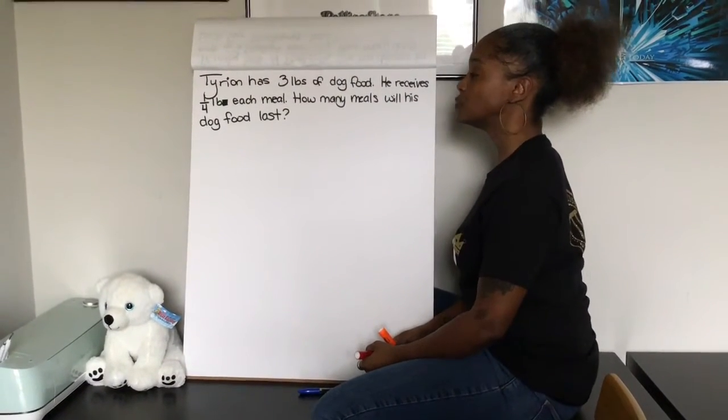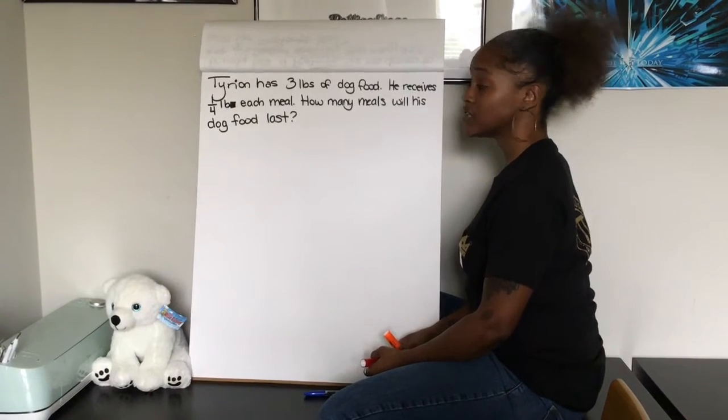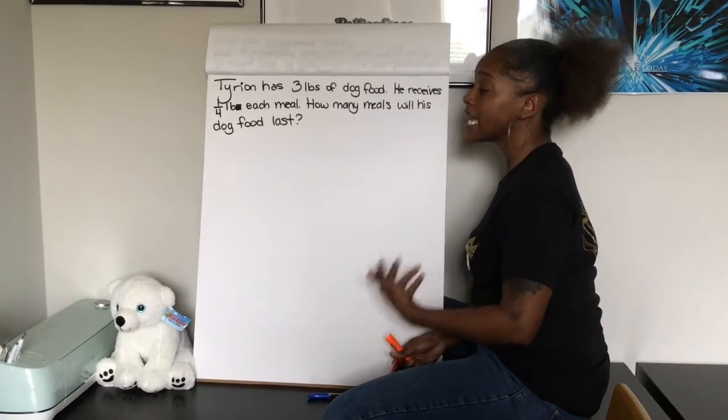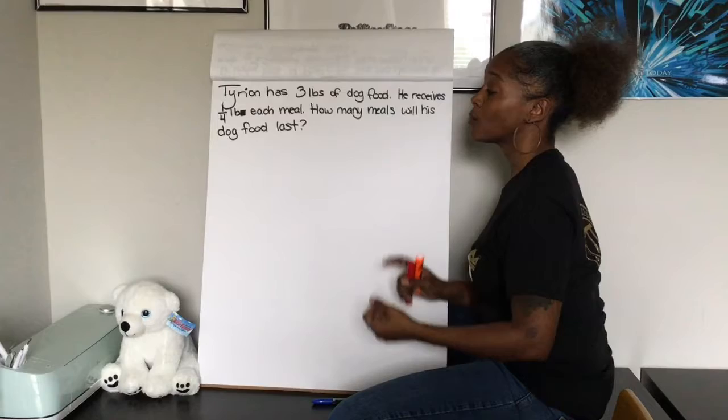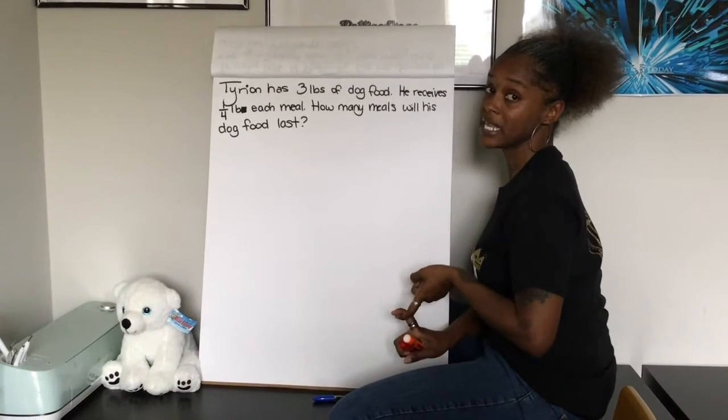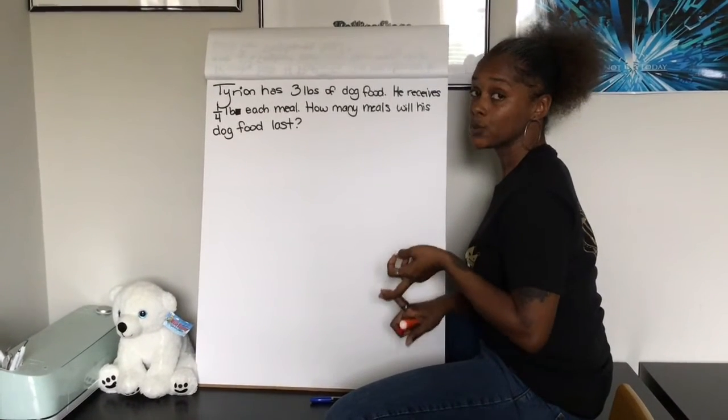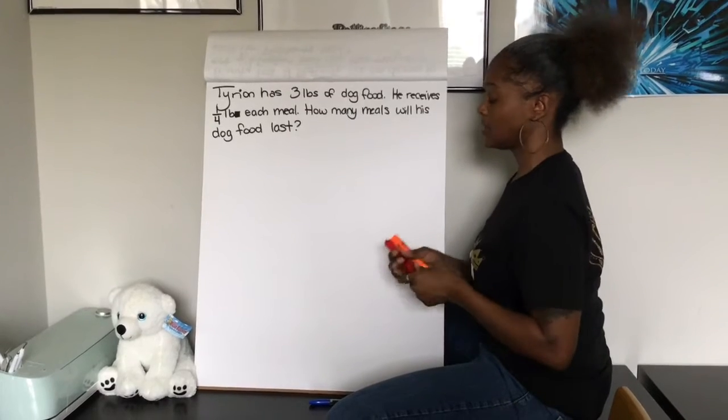1/4 pound each meal. How many meals will his dog food last? In order to answer this question, we have to figure out, one, how much dog food does Tyrion have to begin with, and what are the equal size portions? So let's look.